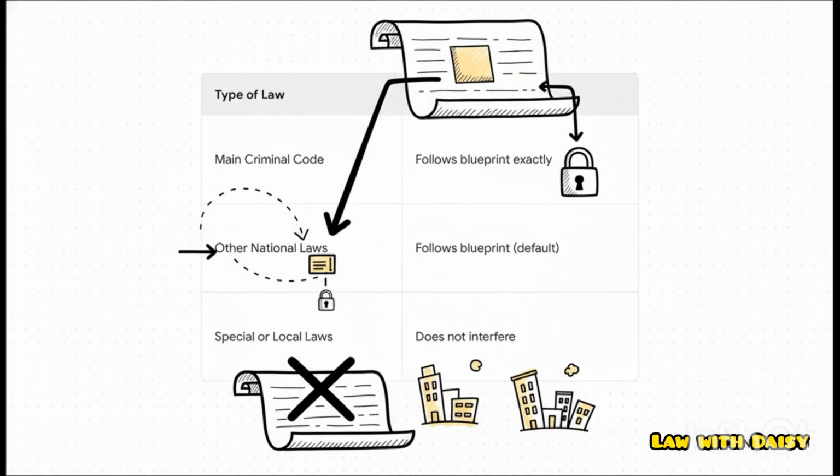For the main criminal code, this blueprint we've been talking about is the absolute rule, no exceptions. But for other national laws, it's kind of the default setting. It applies unless that specific law has its own set of rules. And when it comes to special or local laws, this blueprint just steps back and doesn't interfere. So it's a really flexible but firm system.